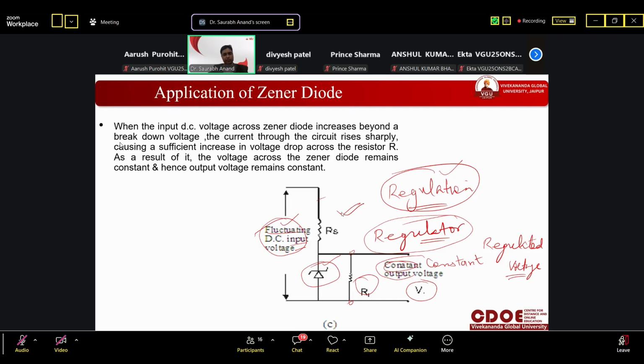It regulates voltage, right? Regulate means making a constant value. It regulates the varying voltage, and regulates means constant voltage. Got it?